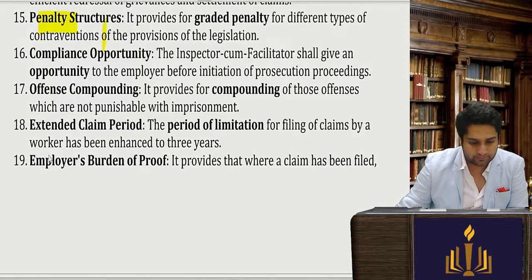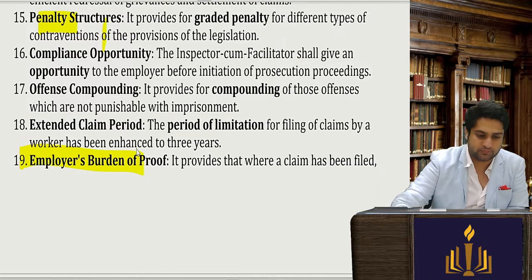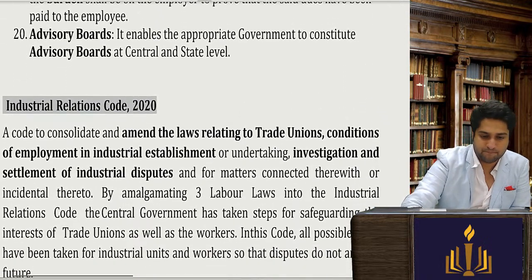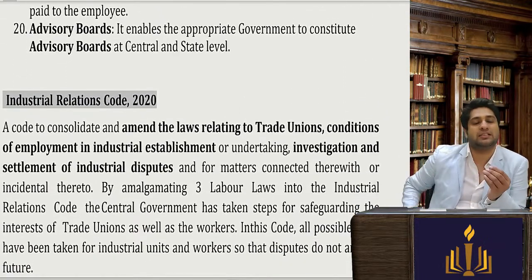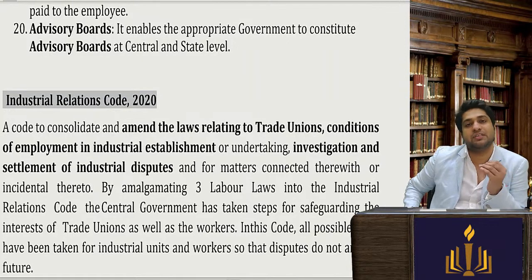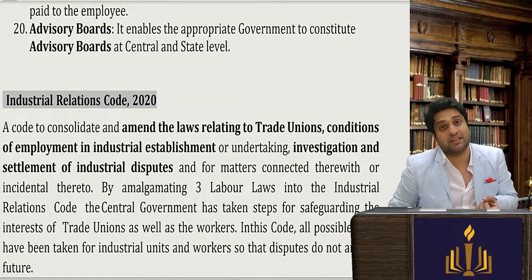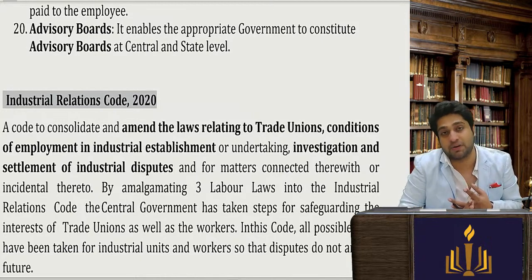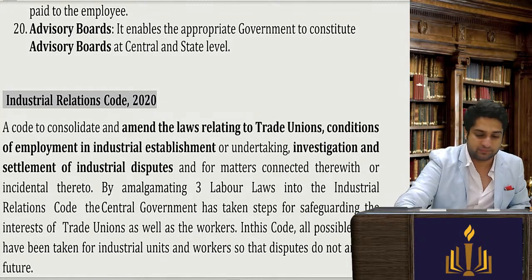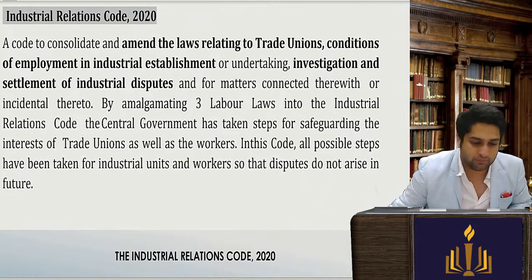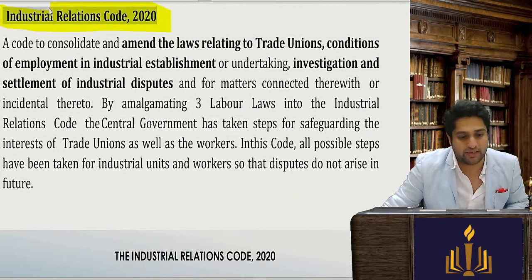Okay, I have highlighted it. Advisory both. So more or less, if you go to see the codes, they have the same points. It will apply to organized and unorganized sectors. Inspector cum facilitators will be there. Now let's see the next law, which is your Industrial Relations Code 2020.